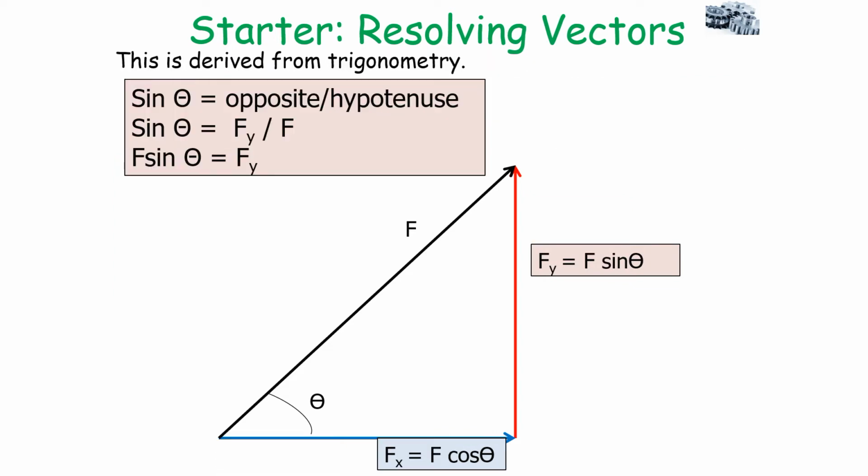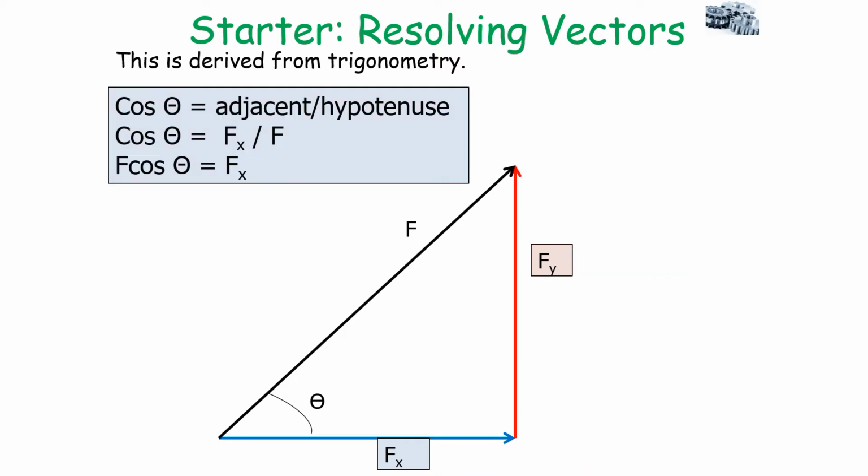Now these two values come from trigonometry, because we know that sine theta is opposite over hypotenuse. So in this example, the opposite of theta is Fy, and the hypotenuse in the right angle triangle is F. So sine theta is Fy over F. So therefore Fy is equal to F sine theta. So this comes from the trigonometry ratios. And also we know that cos theta is adjacent over hypotenuse. And so the adjacent to the angle of theta is Fx. Our hypotenuse is F. So cos theta is Fx over F. So therefore Fx is equal to F cos theta, which once again comes from the trigonometry ratios.